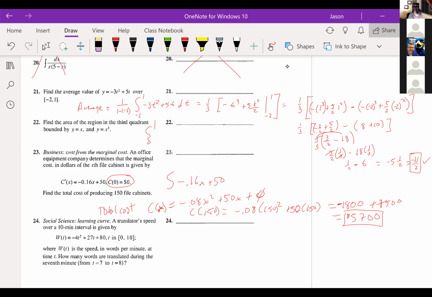Or actually, region in the third quadrant. Oh, yeah, that's fine. The third quadrant, you would have to kind of know what's going on here in the third quadrant. Right, so that's 0, 0, and this would be negative 1, negative 1. And you want the area bounded by those two. So yeah, that's fine. We can get rid of that. Get rid of 22.